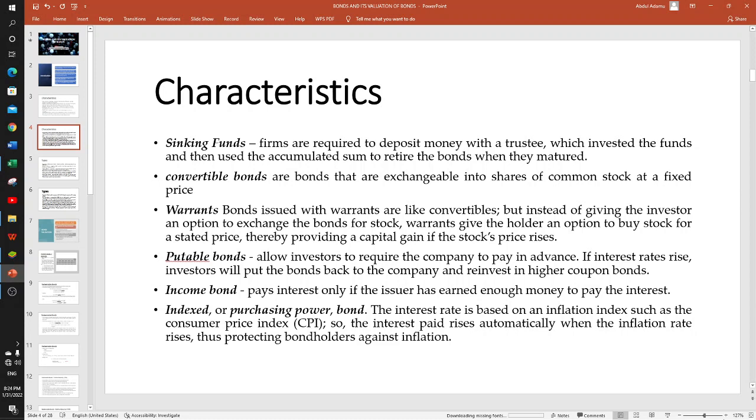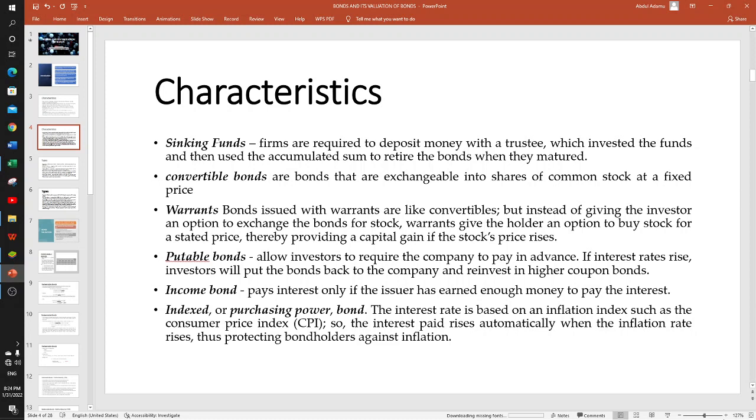Also a characteristic is warrants, that is, bonds issued with warrants are like convertibles, but instead of giving the investor an option to exchange the bond for stock, the warrant gives them an option to buy stock at a stated price, thereby providing capital gain if the stock price appreciates. So we can also have a putable bond. It allows the investor to require the company to pay in advance.